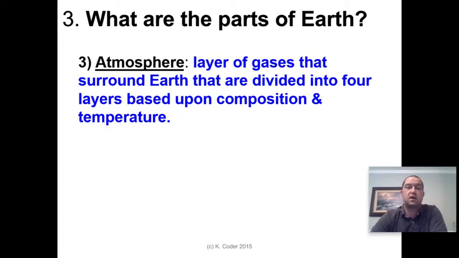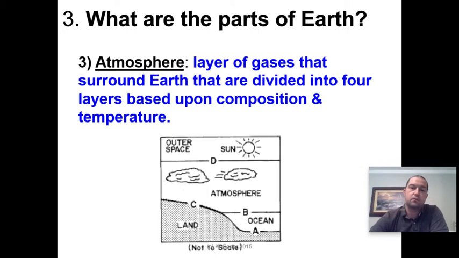Then we also have our atmosphere, a layer of gases that surrounds Earth and is divided into 4 layers based upon composition and temperature. Now, this is important because page 14 of your Earth Science reference tables goes over the layers of the atmosphere. You will need to use your reference tables to help you answer the checkpoints at the end of this lesson. We can see our atmosphere, which is located above the land before we get into outer space, between B and D.